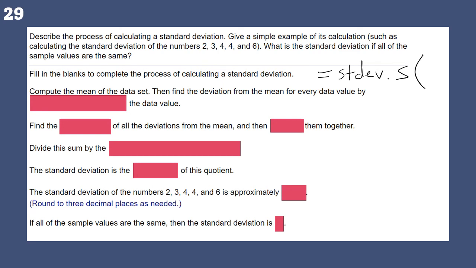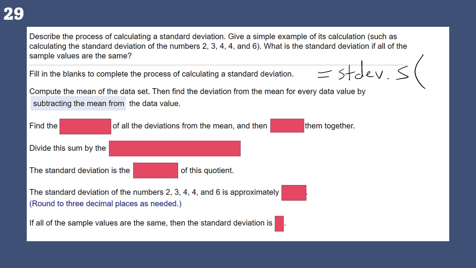So let's talk about the process. First, we compute the mean of the data set. That's what we'd have to do first. Then we find the deviation from the mean for every data value by subtracting the mean from the data value. If we want to find the deviation, that's to say how far away from the mean it is, we subtract the mean from the data value.